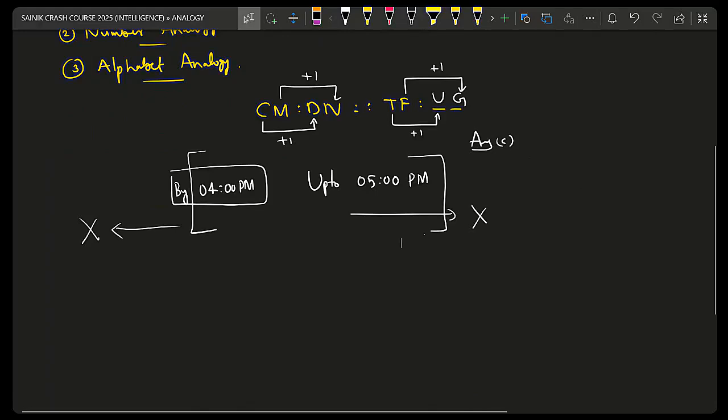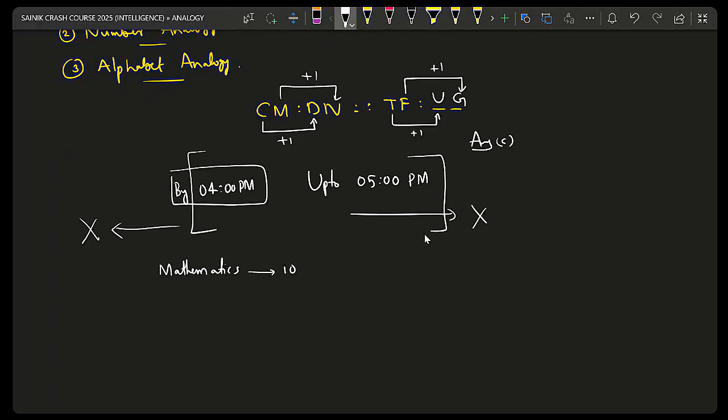And the pattern of the exam is: whatever syllabus happened in this week, mathematics, you'll be getting 10 questions, each carrying 3 marks. That you'll be getting 30 marks. And general knowledge, GK, you'll be getting 5 questions, each carrying 2 marks. You'll be getting 10 marks. And English, you'll be getting 5 questions, each carrying 2 marks, and you'll be getting 10 marks.